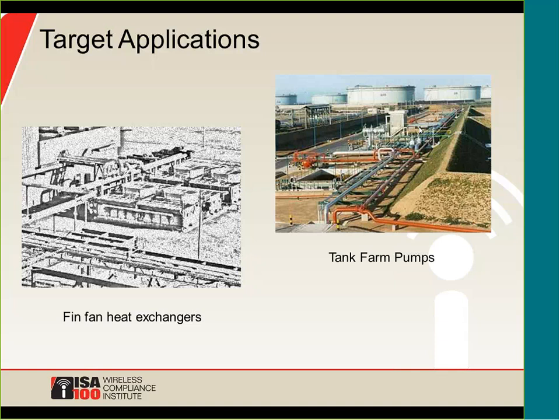What are some target applications for wireless condition monitoring? Tank farms and fin-fan heat exchangers are prime candidates. Tank farms, because of the big distances to be covered between the tanks and the pumps that are associated with them and other equipment, makes it relatively expensive to send an individual out there on a regular basis and go from point to point to point to capture the data. Wireless is a prime candidate there. And certainly heat exchangers, where you've got fans that are located very high, the motors are at the top, and difficult to get to, are great examples of where wireless would be a good fit.